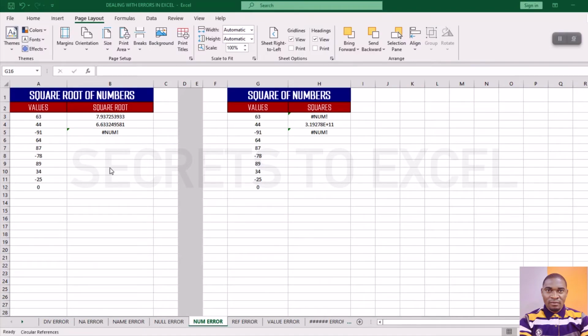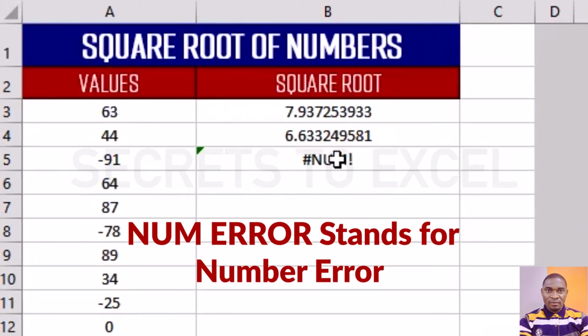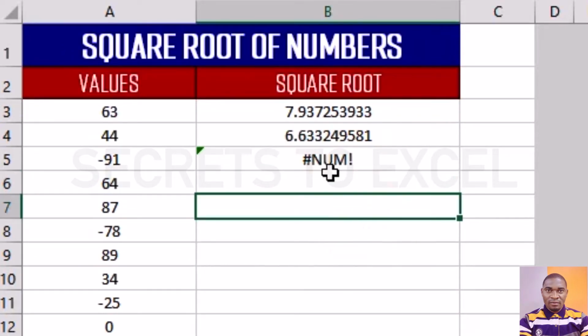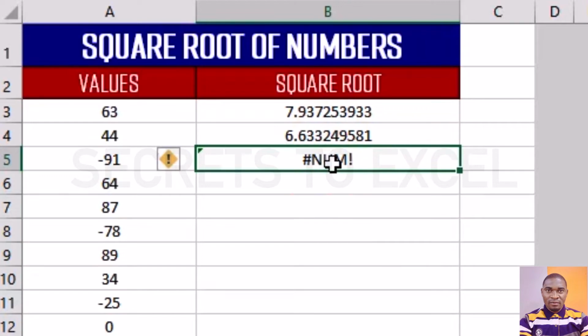Okay, guys, the next error we want to look at is the NUM error. The NUM error simply stands for number error. This error mostly happens when there is a problem with a particular number inputted in your formula. Now, let me double click on this error. Let's explore what is happening.